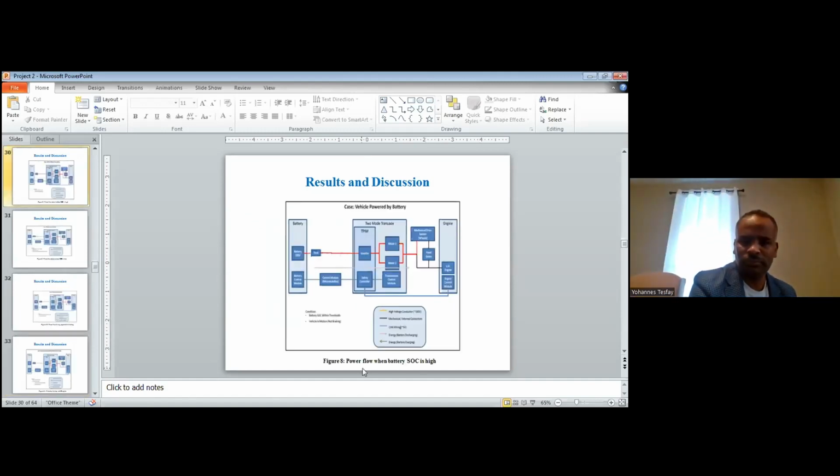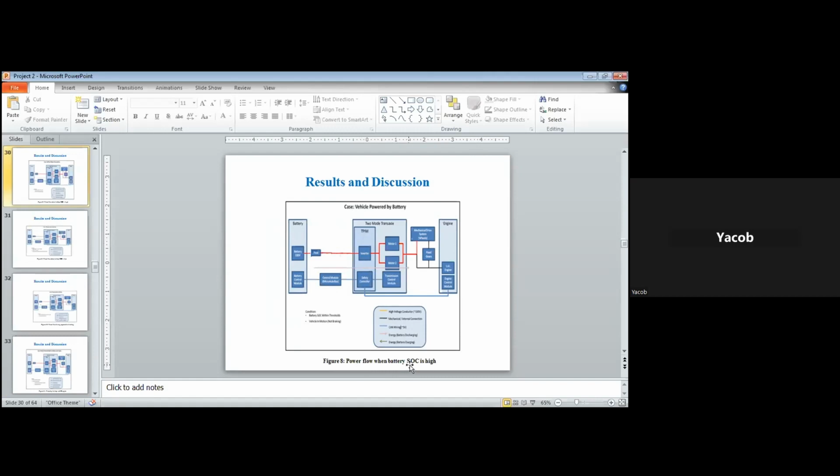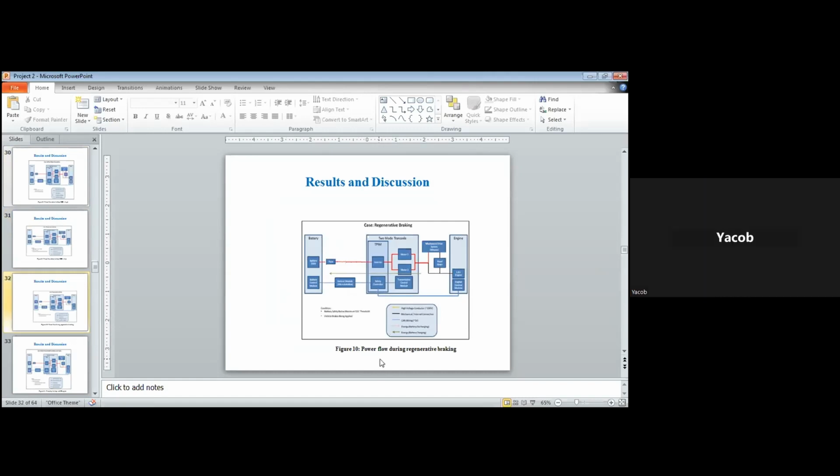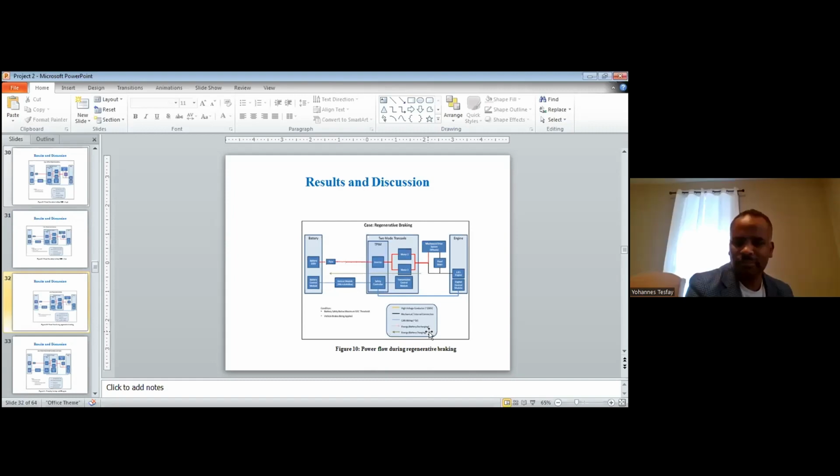Power flow when the battery state of charge is high: the power flow will be from the battery, so you can see this line to the wheels. The second one, power flow when the battery state of charge is low: it is from the engine, mechanical. It drives the wheels and at the same time charges the battery again. And then the power flow during regeneration, even during braking, we can also charge the battery.